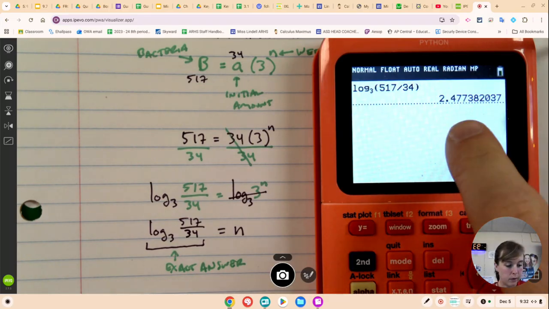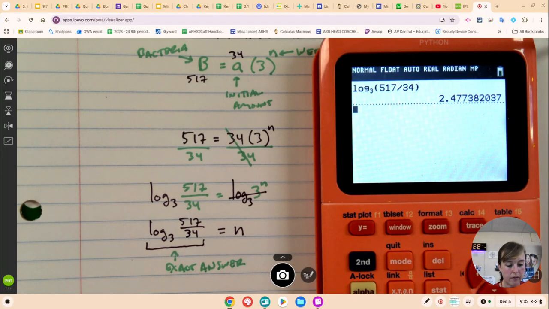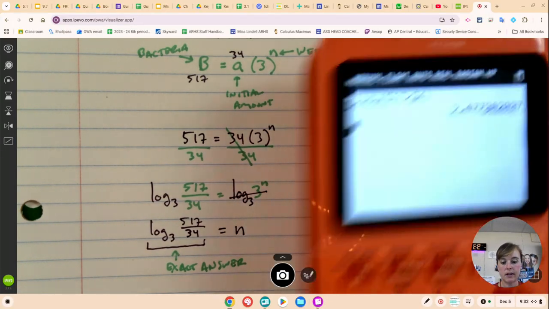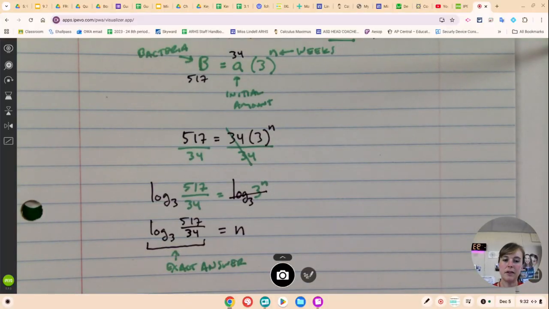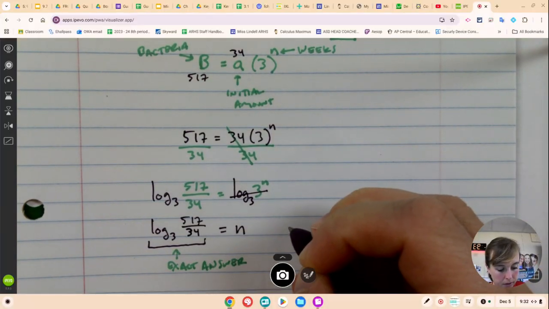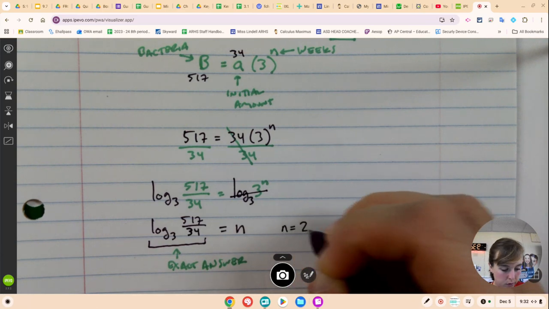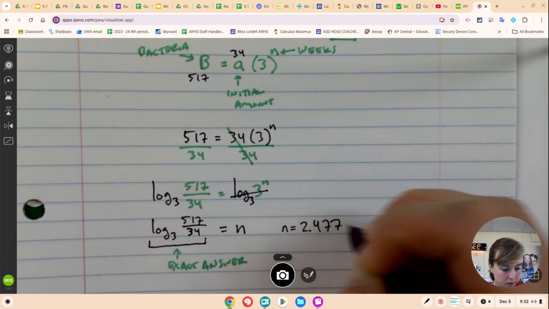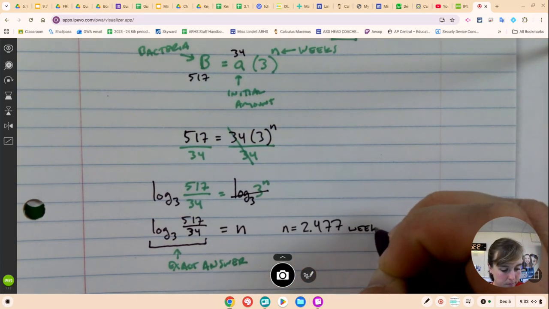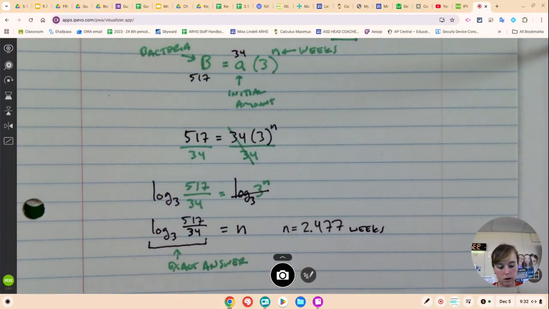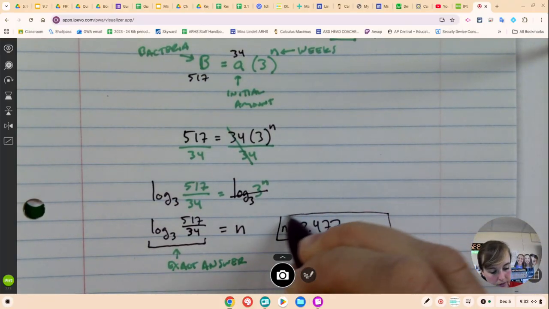But anyways, we get about 2.477. If you're taking the AP test, remember you want to always round to 3 decimal places or more. They don't penalize you for rounding to more, but I'm going to go with 3. So n equals 2.477 weeks would be our rounded or approximate answer.